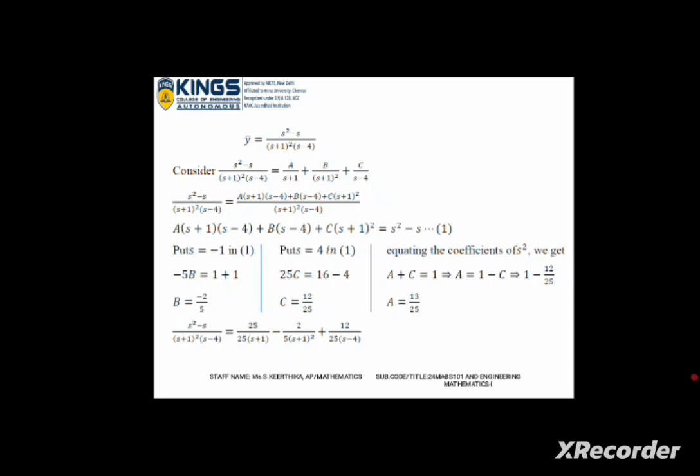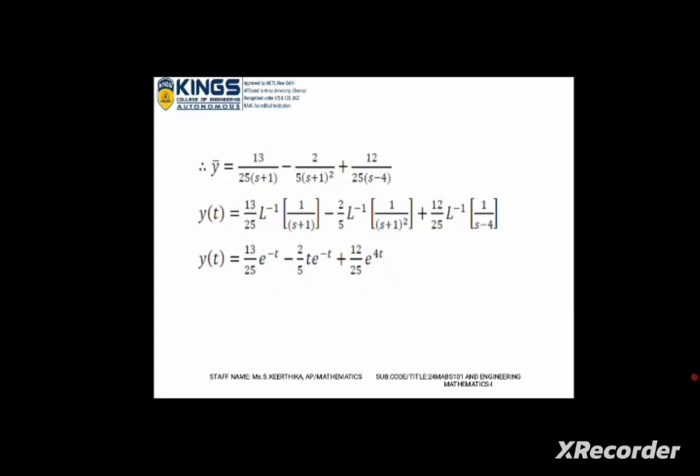Equating the coefficient of s squared, we get A plus C equal to 1. That is, A equal to 1 minus C. We know the value of C, which is 12 by 25. Then solve 1 minus 12 by 25, we get 13 by 25. Finally, the answer is s squared minus s by s plus 1 the whole squared into s minus 4 equal to 13 by 25 into s plus 1 minus 2 by 5 into s plus 1 the whole squared plus 12 by 25 into s minus 4.